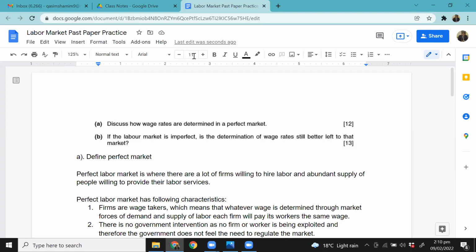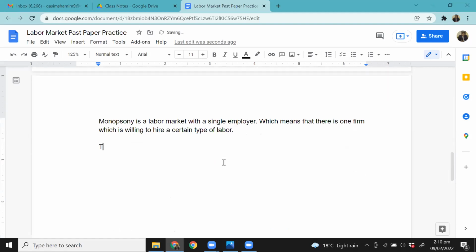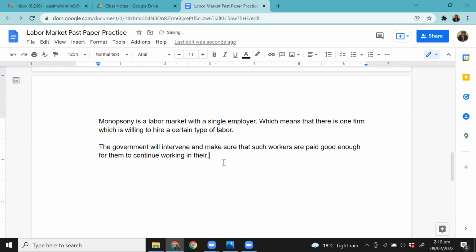The answer is no, right? They will eventually leave for better opportunities in other countries. Yes, exactly. So to stop that from happening, what will the government do? The government will intervene and make sure that such workers are paid well enough to continue working in their own countries. Are you getting it?